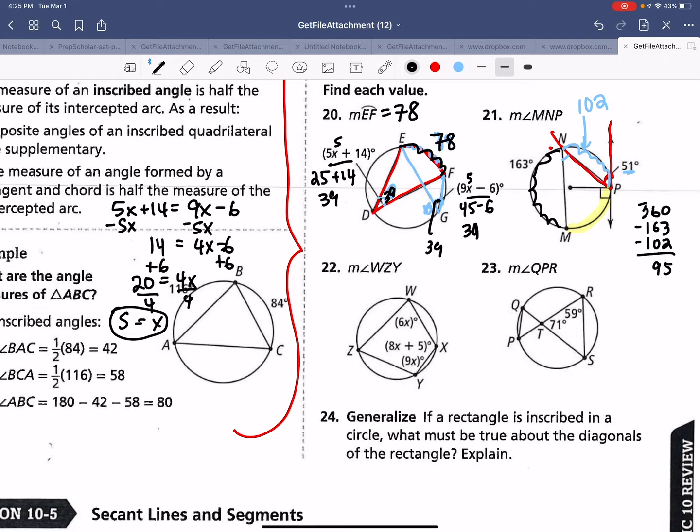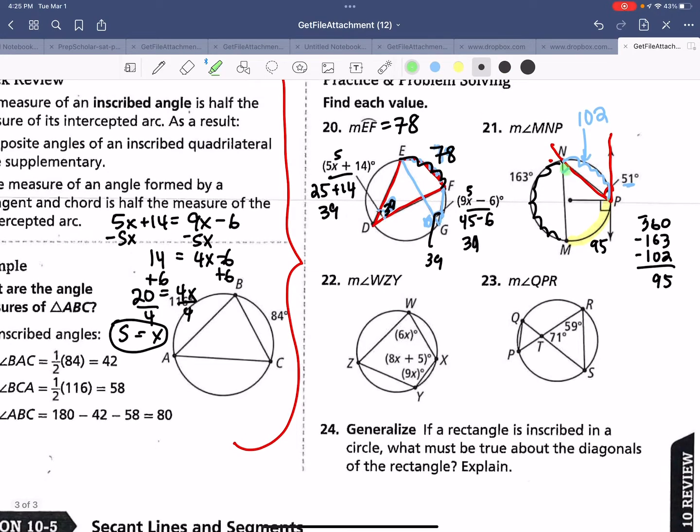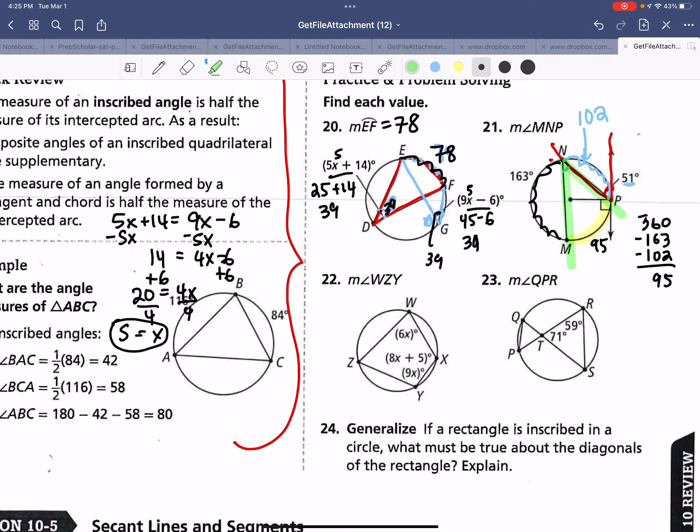I get 95. Okay, so if that's 95, then this angle, right, it would be half that. So half of 95 would be 47.5. Okay, what do they want? M and P, that's what they want. So I get 47.5.